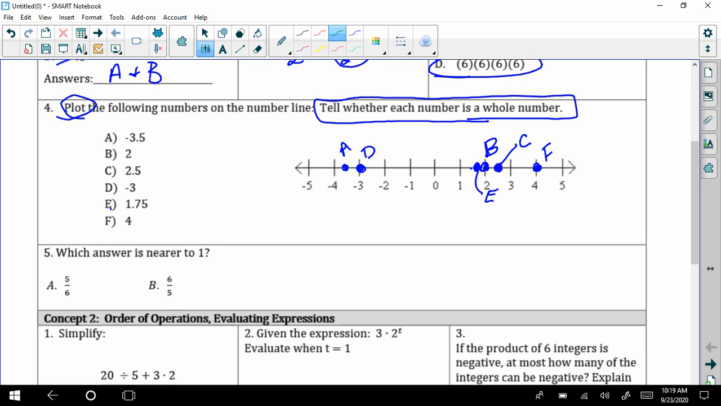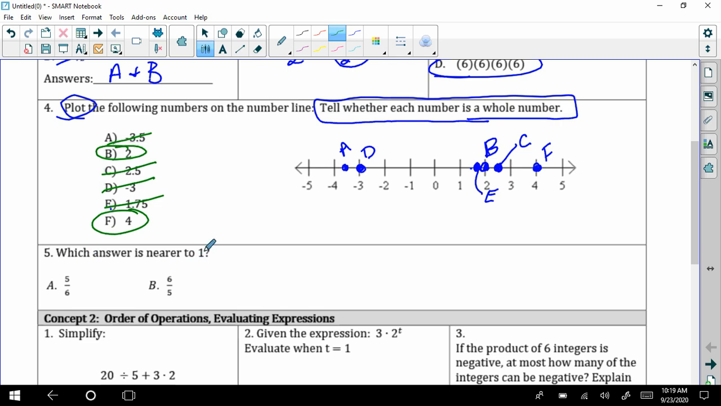Then it's asking me, tell whether each is a whole number. Whole numbers are the 0 and then all the counting numbers. So nope, yes, whole number. That's a decimal, so nope. That's negative, so it's an integer but not a whole number. A decimal, nope, and yes. So it would be 0 and all the counting numbers.